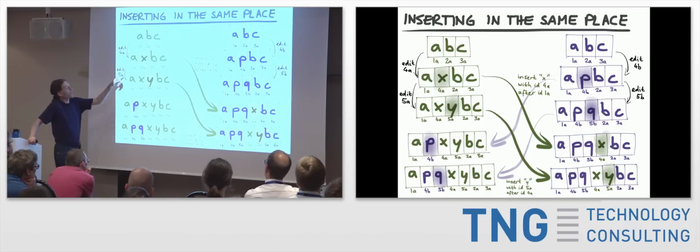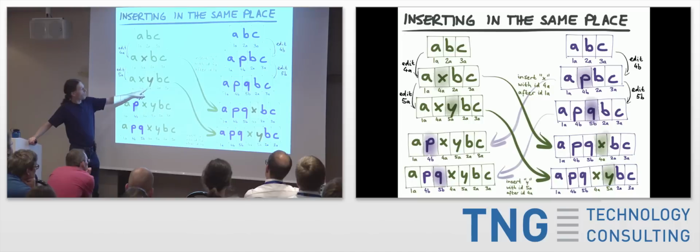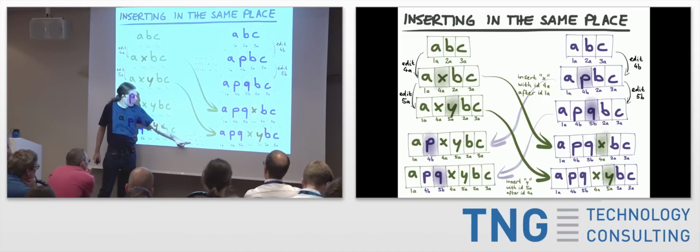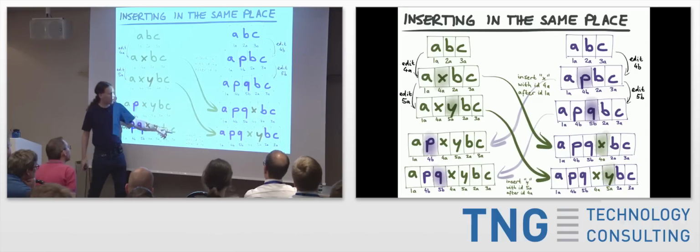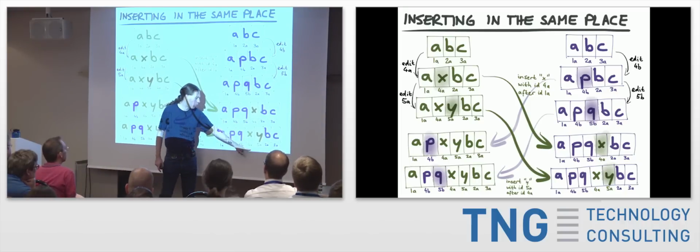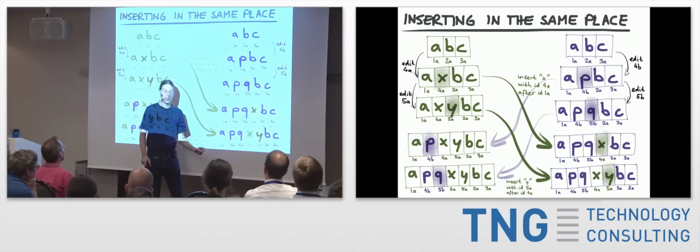But I'll just finish it. Actually, the last case is the insertion of Y. So the insertion of Y is insert the Y with ID 5A. That's the new ID after 4A, which is the X. So this is easy again. Now here we just have the 4A. We put the 5A directly to the right.